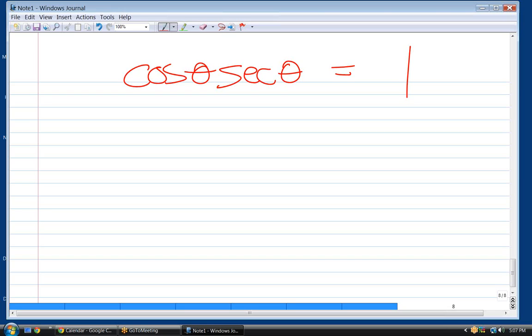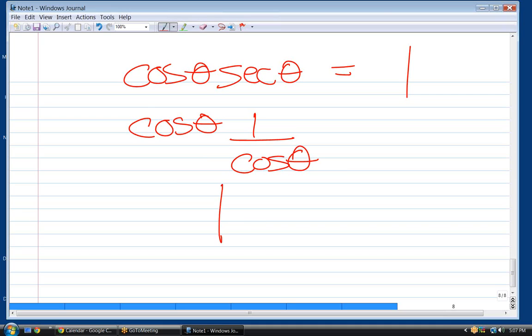Generally, you want to try to move stuff to cosine and sine. So what we want to change here is the secant. What is secant again? It's the reciprocal of cosine, so 1 over cosine. Now that over that equals 1. So 1 equals 1, mission accomplished. That's all there is to it.